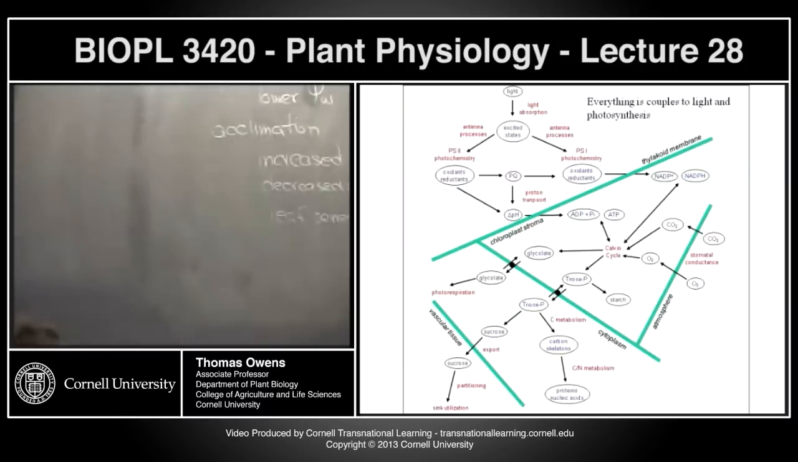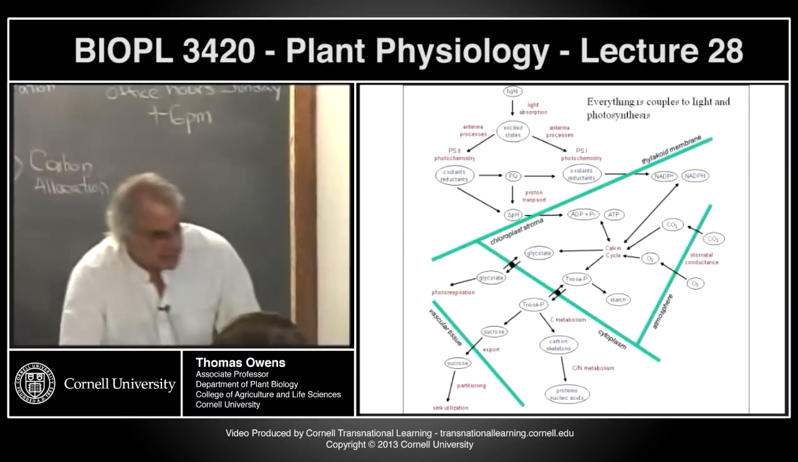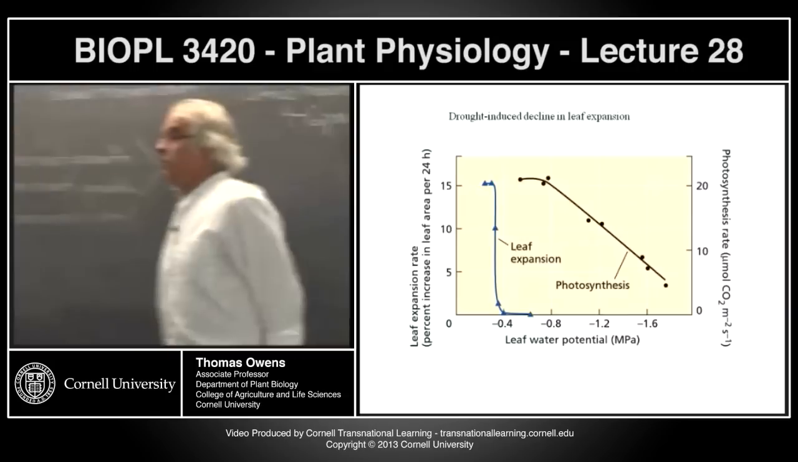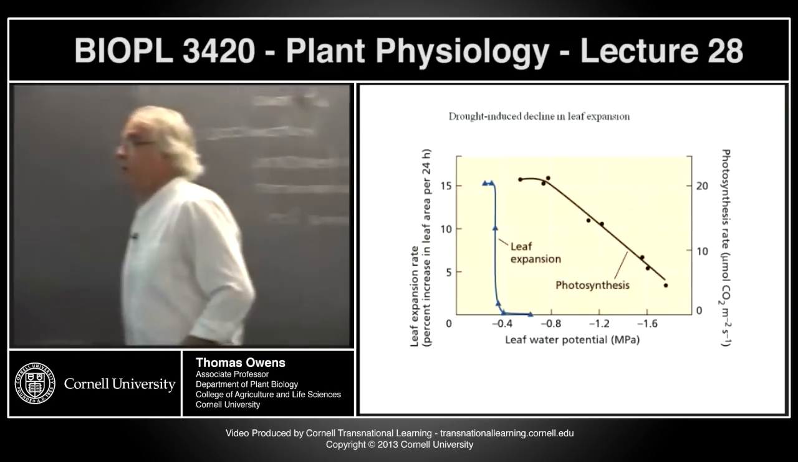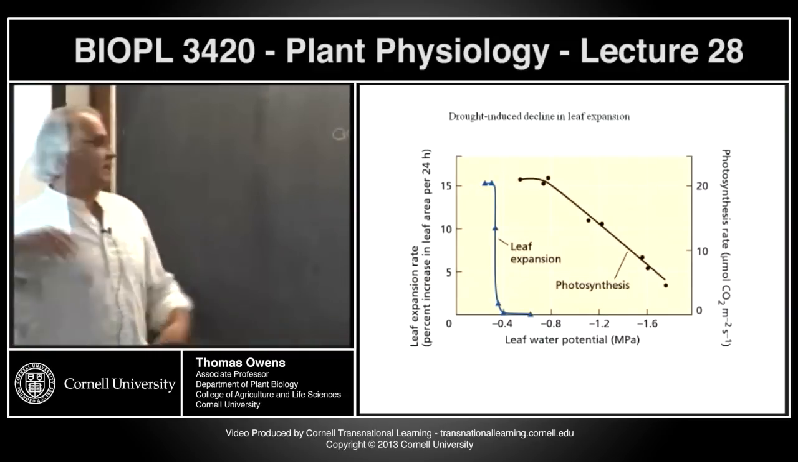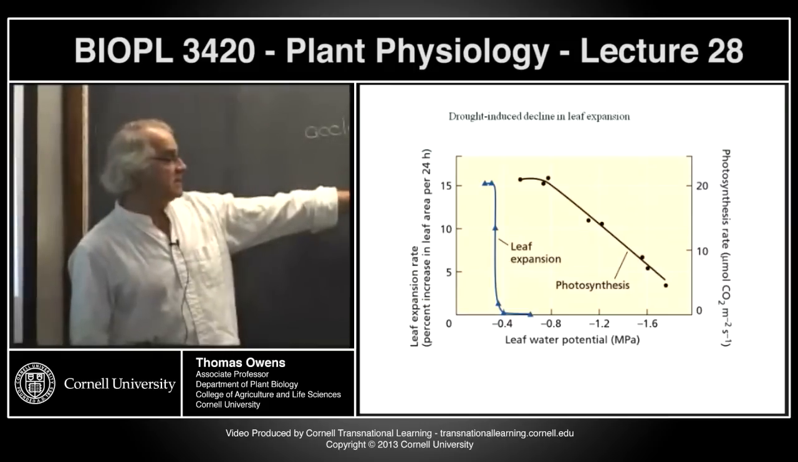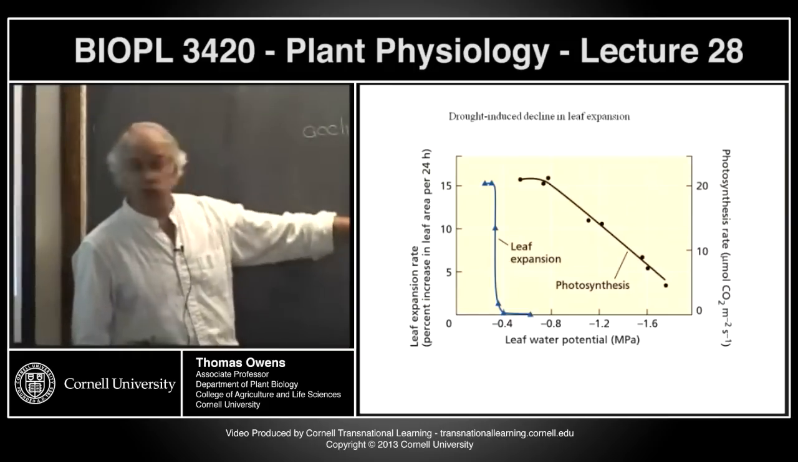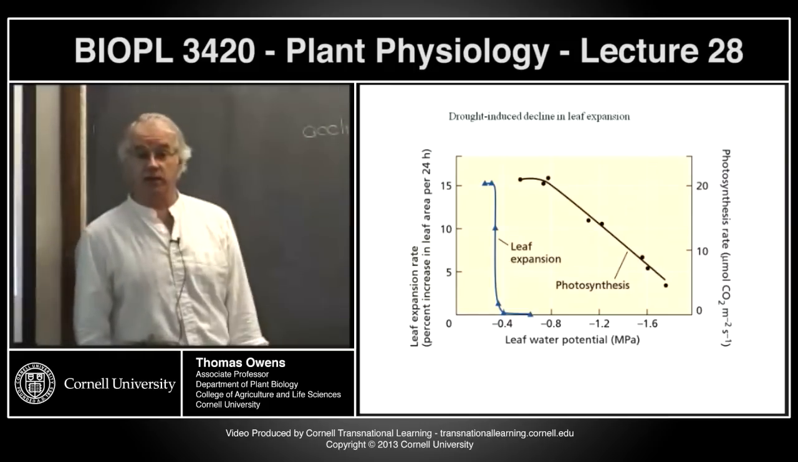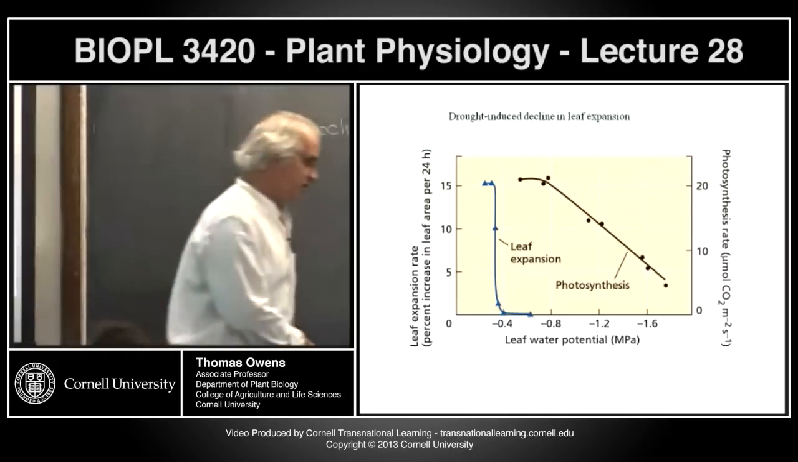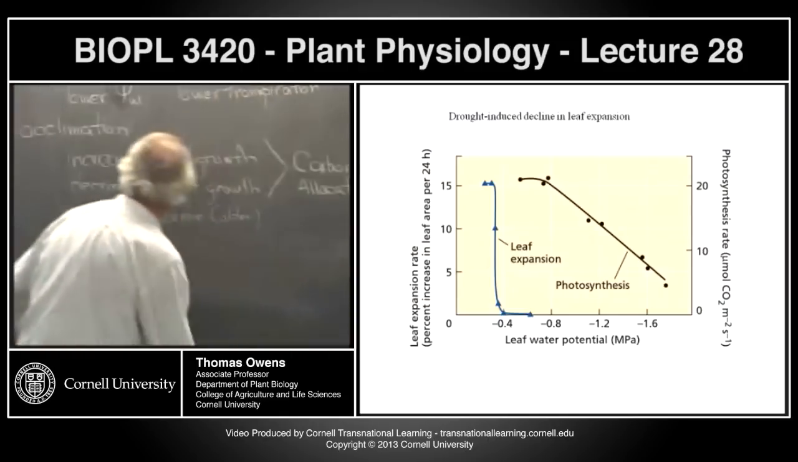Okay, so how does this happen? One of the things that people were concerned about is the decrease in shoot growth, the decrease in leaf expansion rate. I didn't put that on here, but leaf expansion rate goes down. I should put it on here because it's an important one.